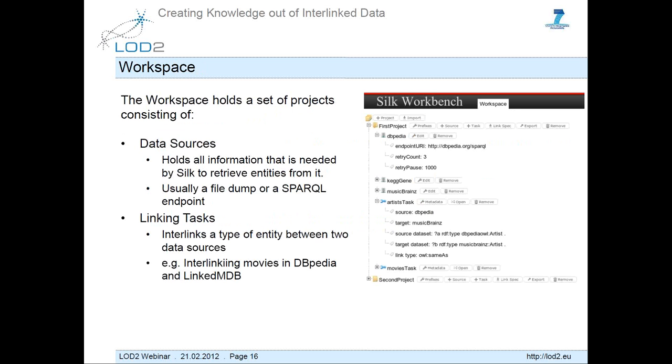So now I want to go through the different features and briefly have a look at them. So first of all, I said the Silk workbench allows the user to actually manage different data sources and linking tasks. So what is a data source? A data source holds the information which is needed to retrieve a specific data source, and it may be a file dump or also a SPARQL endpoint. And on the other hand, we have linking tasks. A linking task specifies how two types of entities are interlinked. For example, a linking task may specify how we can interlink movies in DBpedia and LinkedMDB.